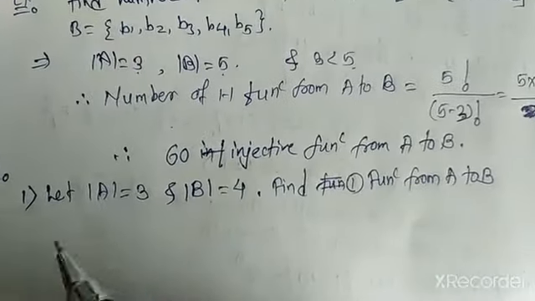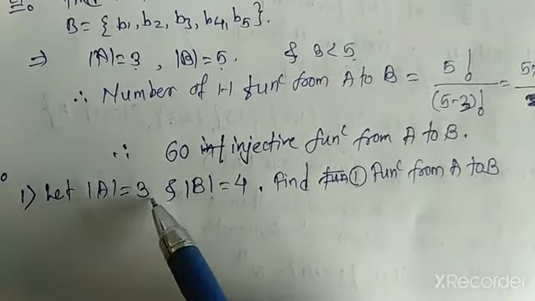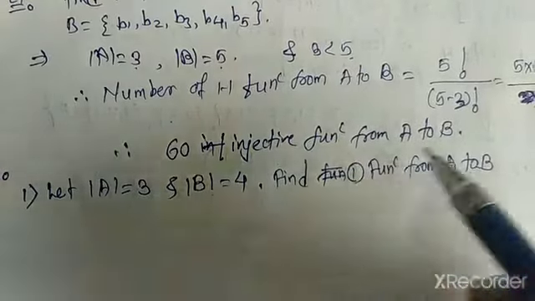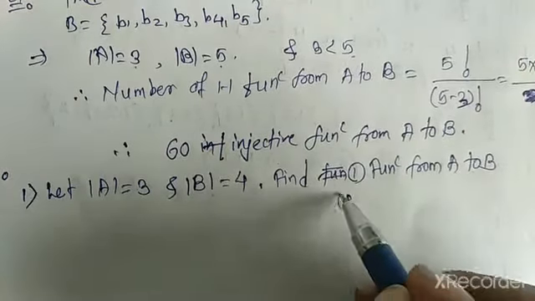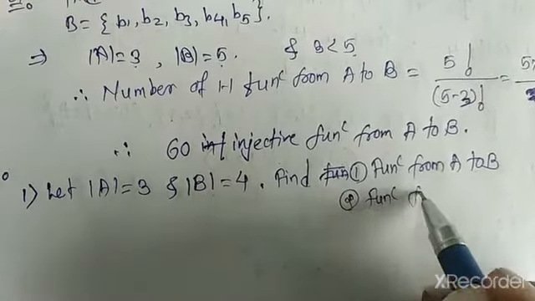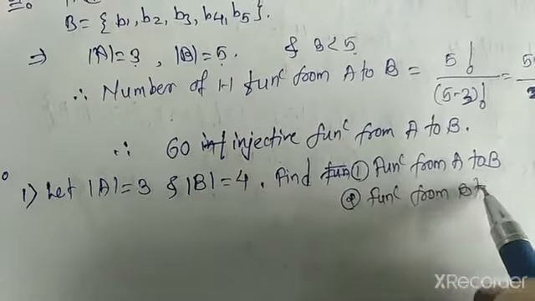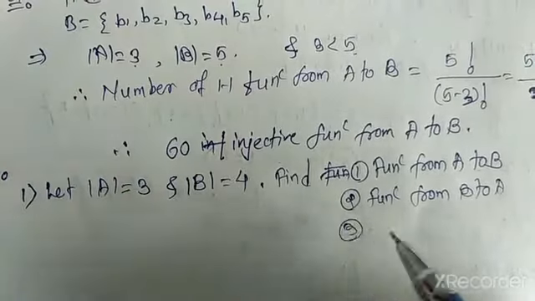Now for homework, let mod of A be equal to 3 and mod of B be equal to 4. Then first find the functions from A to B. Second, the functions from B to A. And third, the injective one-one functions.